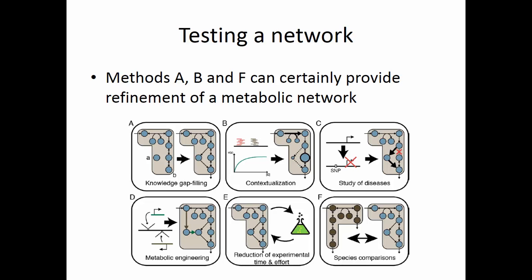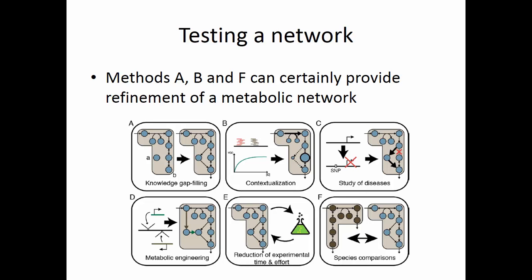And so we can test these networks and see how they stack up. We can look at a bunch of different ways to do this, and we can try to get some refinement of our metabolic network. So with methods A, B, and F, we can do knowledge gap filling. If we have a metabolite that's being made, but we don't know where it fits in, it's helpful to test our networks in order to put that piece in the puzzle.